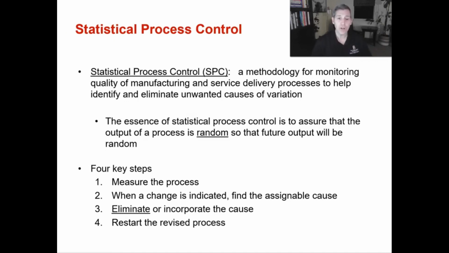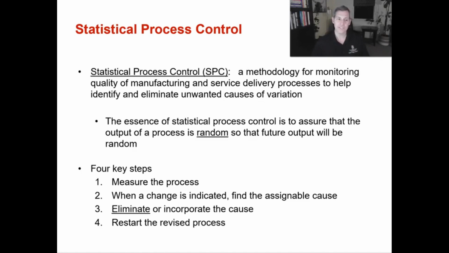Okay, so statistical process control is a methodology for monitoring quality of manufacturing and service delivery processes to help identify and eliminate unwanted causes of variation. Okay, unwanted causes of variation. The essence of statistical process control is to ensure that the output of a process is random so that future output will also be random. So you're doing sampling of a statistical process to make sure that your samples are random, and so that when you do find defects, you know that there is a true process problem.